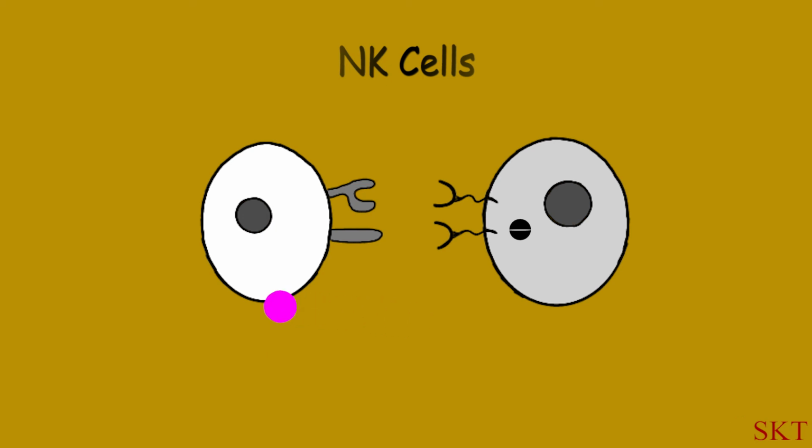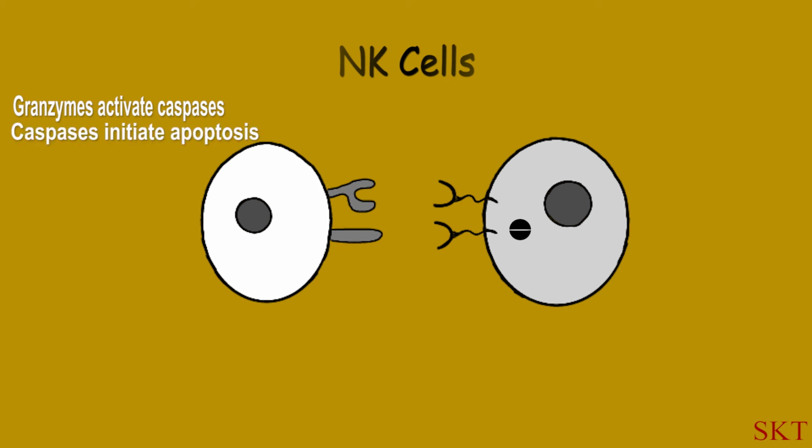Caspases are a normal part of eukaryotes. Basically, the thing is this: the perforin protein makes holes in target cells and granzymes enter the target cell through these holes and activate caspases. So what do caspases do? Caspases initiate apoptosis. So caspases are also called apoptotic enzymes. So these caspases finally kill those defective cells.